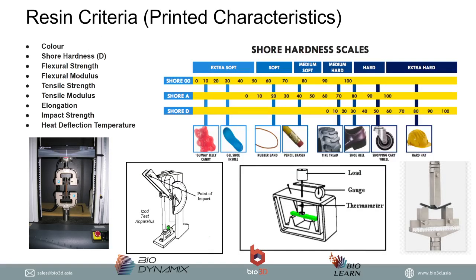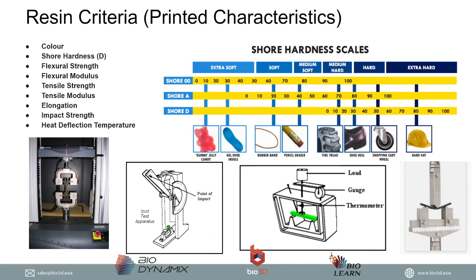Okay, so these are some of the resin criteria that you will often find in the SDS or MSDS sheets that you get for your resins. Some of the things they'll look at are color, shore hardness, flexural strength, tensile strength, elongation, etc. So let's unpack this a little bit and see what all of these different factors actually mean.